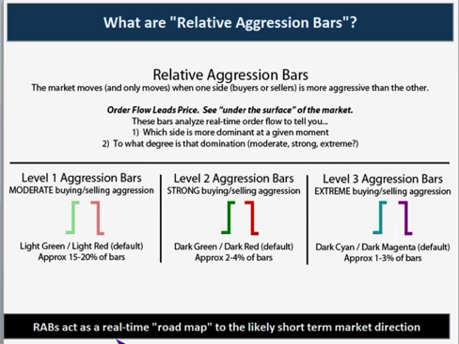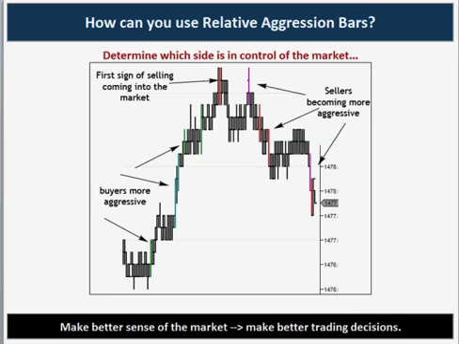Now these relative aggression bars act as a roadmap to the likely short-term market direction. Because again, if you can see under the surface what's really going on, are buyers really aggressive? Are sellers really aggressive? That's giving you a bit of a roadmap. So there are several ways. I'm going to go through several different ways that you can use these relative aggression bars in general terms, and then talk a little bit more in depth about some other ideas and some examples. But the first way that you can use this is very simply just to determine which side is in control of the market.